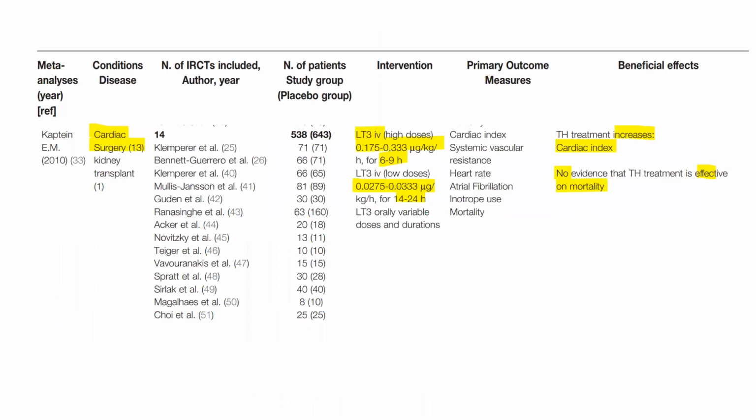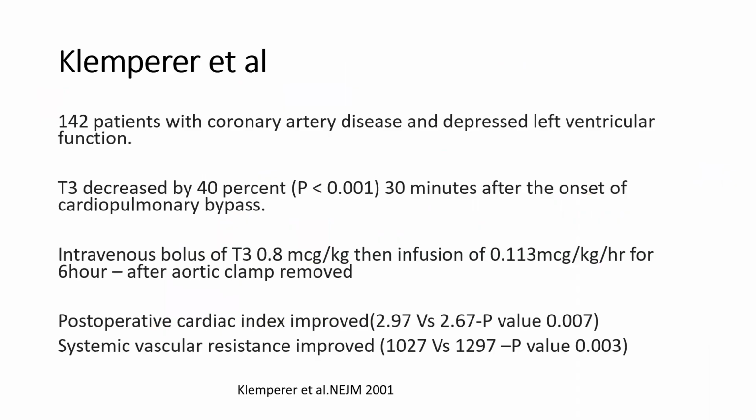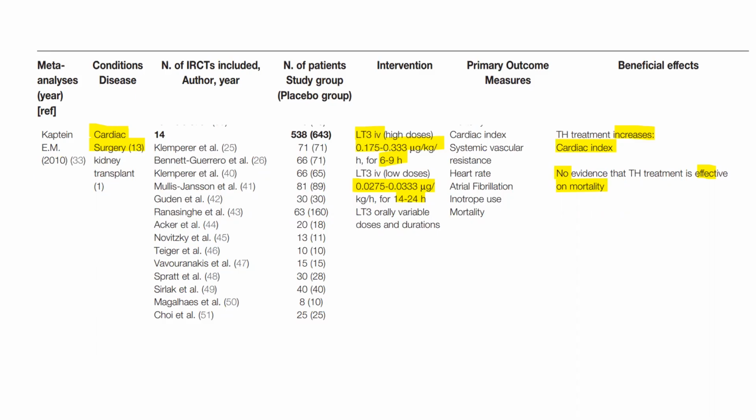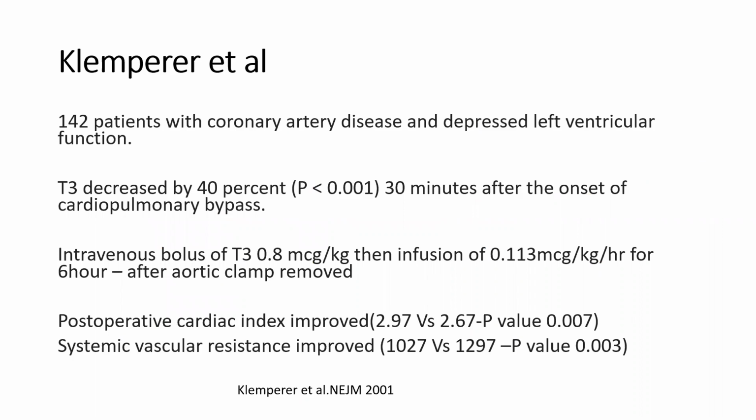The question is whether treatment is needed for these conditions. Many randomized clinical trials have been conducted in clinical settings like post-cardiac surgery, CABG patients, kidney transplant patients, congenital heart surgery patients, and nephrotic syndrome patients. In CABG patients, they were treated with IV T3 initially. Post aortic clamping, they gave a bolus of IV T3 and continued T3 infusion for 6 hours. Peripheral resistance was reduced and cardiac index increased from 2.67 to 2.97 compared to placebo.